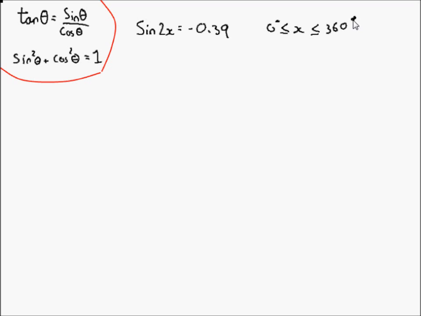The coefficient of x can make this look a bit scary, because you think you cannot divide by 2. Dividing by 2 won't get rid of that coefficient of x; it would just make that minus 0.39 over 2 and make that sin 2x over 2. So you just have to get rid of the sine by sine inversing minus 0.39. Then you're just left with 2x.